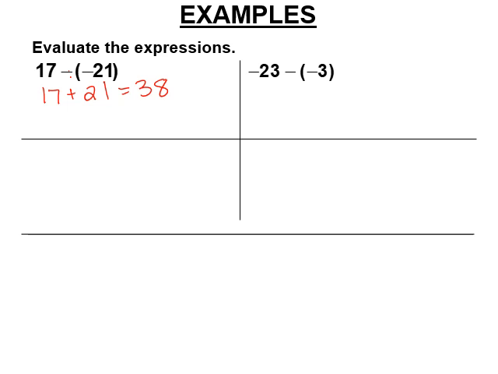Next. Subtracting negative 3, same as adding 3. Negative 23 plus 3, negative 20.